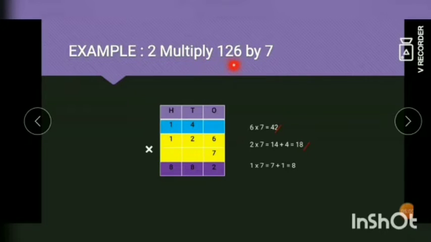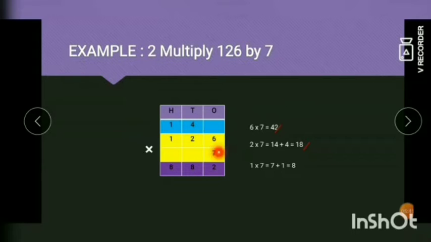Multiply 126 by 7. So first we write the number 126 in the place value chart as the number 6 is in ones place and 2 is in tens place and 1 is in hundreds place. Next we write the number 7 in the ones place. So first we multiply the ones place value. 7 6s are 42. So we write the number 2 in the ones place and carry over 4 in the tens place.